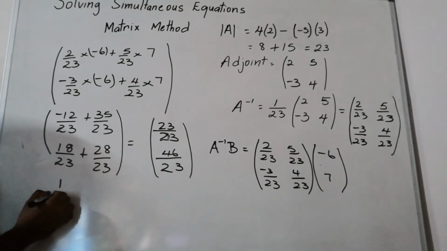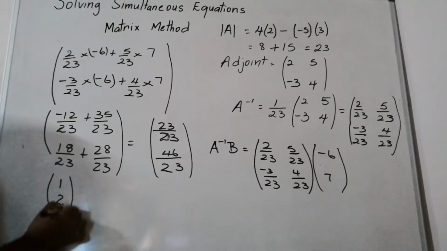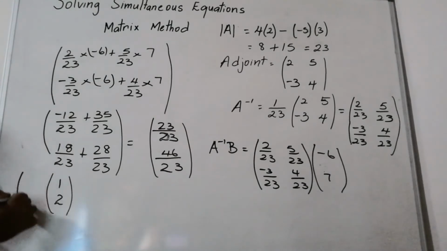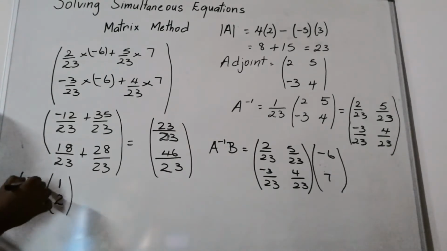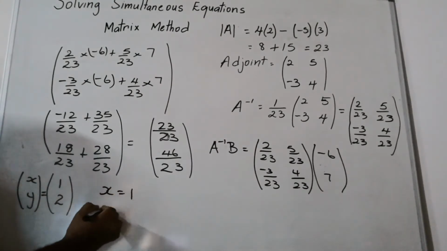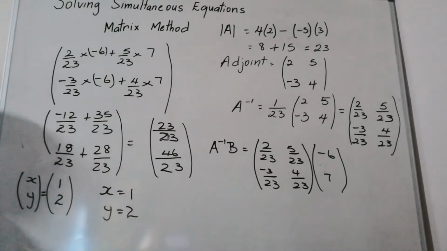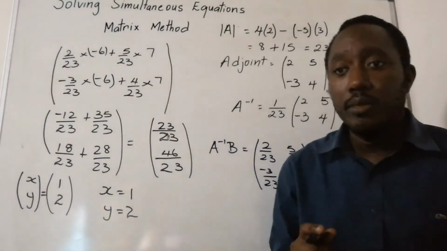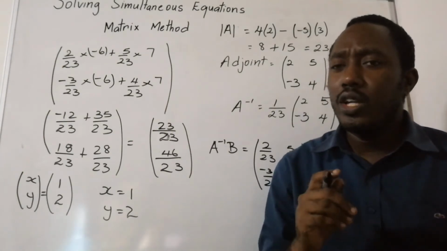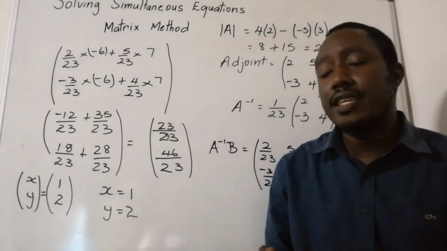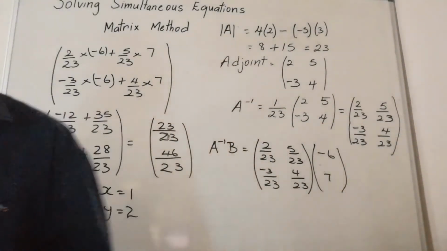46 divided by 23 will give us 2. So that means, remember, we had it in our form x and y is equal. So that means x is equal to 1 and y is equal to 2. And we solve that equation simultaneously. All right? Now what I'm going to do, I'm going to write another one on the board. And what you can do is pause the video and work it and then see if you have the same answer like I have.